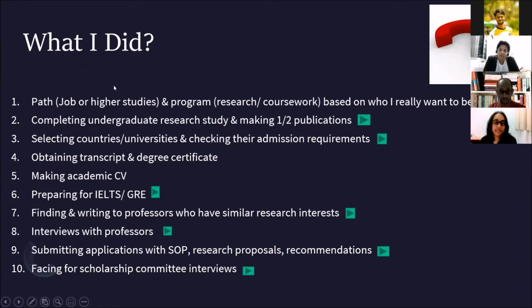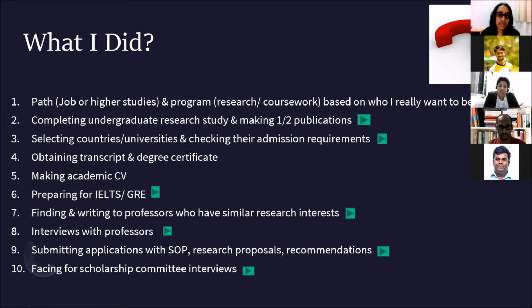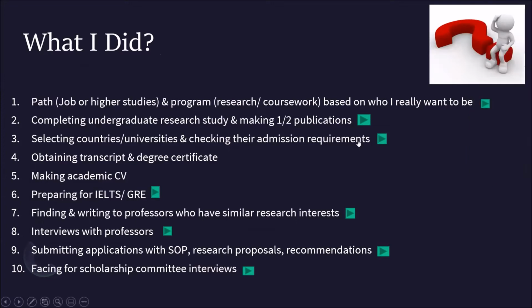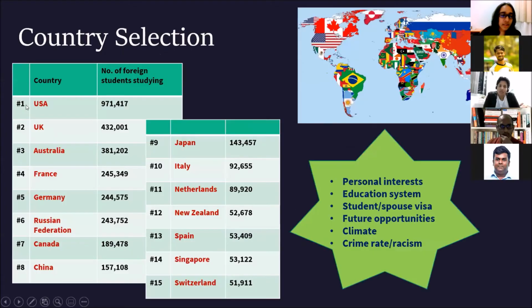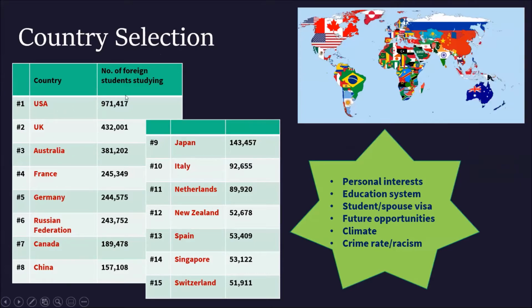The next step is selecting countries and universities, and checking their admission requirements. For that, you can see here the 15 countries with the highest number of foreign students. What I did basically was select 10 to 12 countries based on my personal preferences, the quality of education and also the visa process. It depends on the person. If you have a preferred country, go with that, or you can do some self-study.